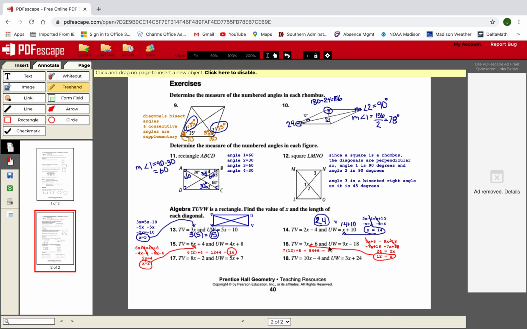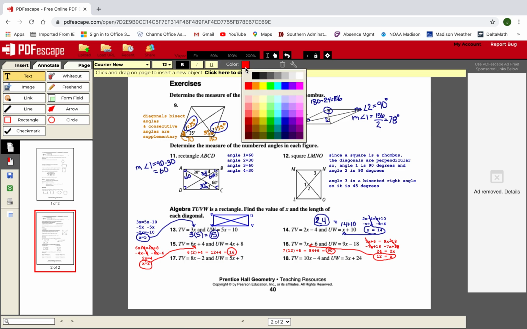2 more problems. How about some green? Have we used green in this lesson yet? I don't think so. Let's do that then. Green.